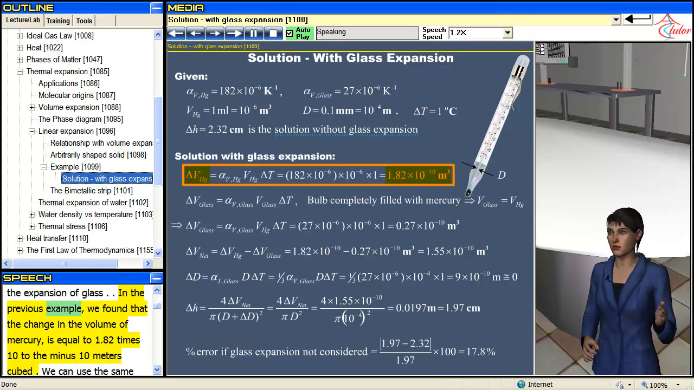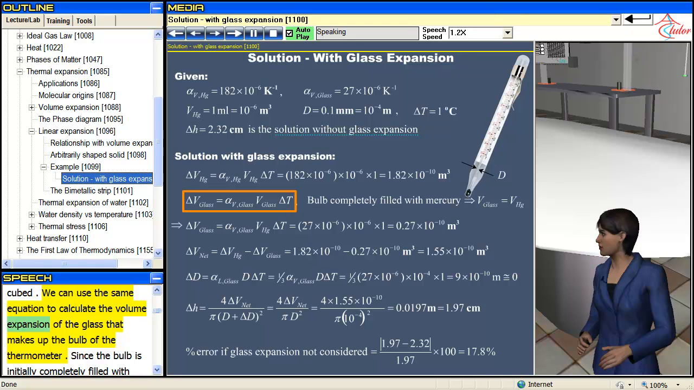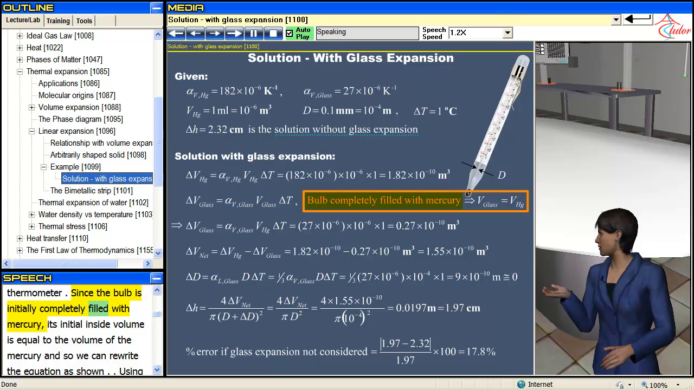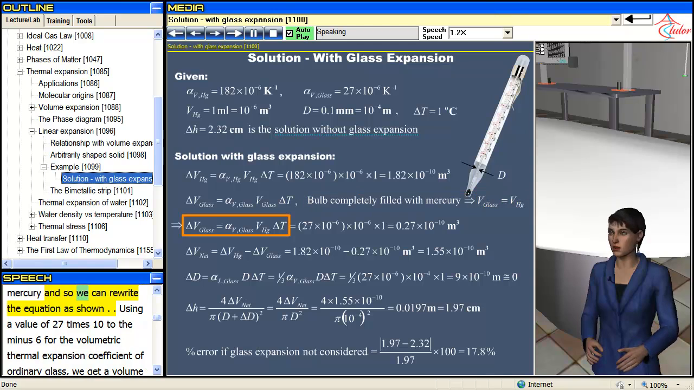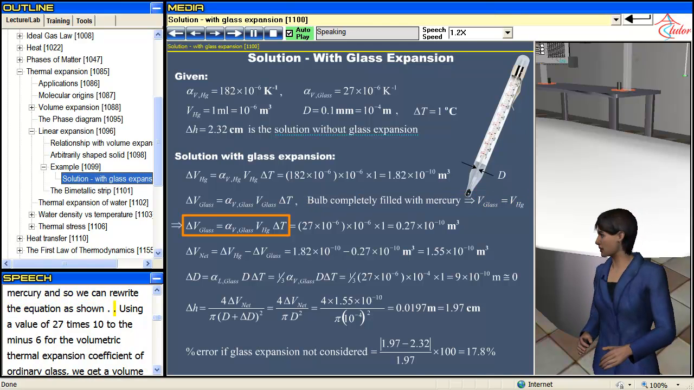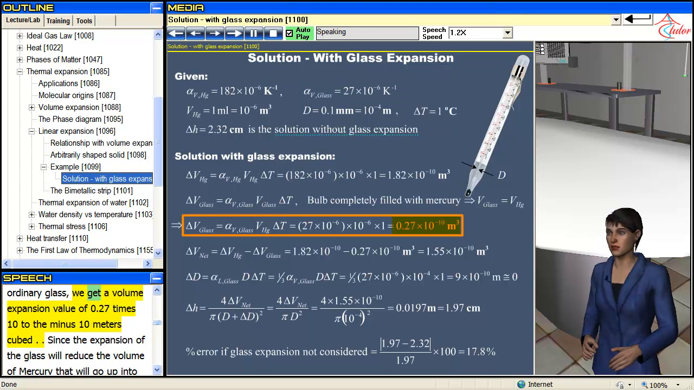In the previous example, we found that the change in the volume of mercury is equal to 1.82 times 10 to the minus 10 meters cubed. We can use the same equation to calculate the volume expansion of the glass that makes up the bulb of the thermometer. Since the bulb is initially completely filled with mercury, its initial inside volume is equal to the volume of mercury, and so we can rewrite the equation as shown. Using a value of 27 times 10 to the minus 6 for the volumetric thermal expansion coefficient of ordinary glass, we get a volume expansion value of 0.27 times 10 to the minus 10 meters cubed.